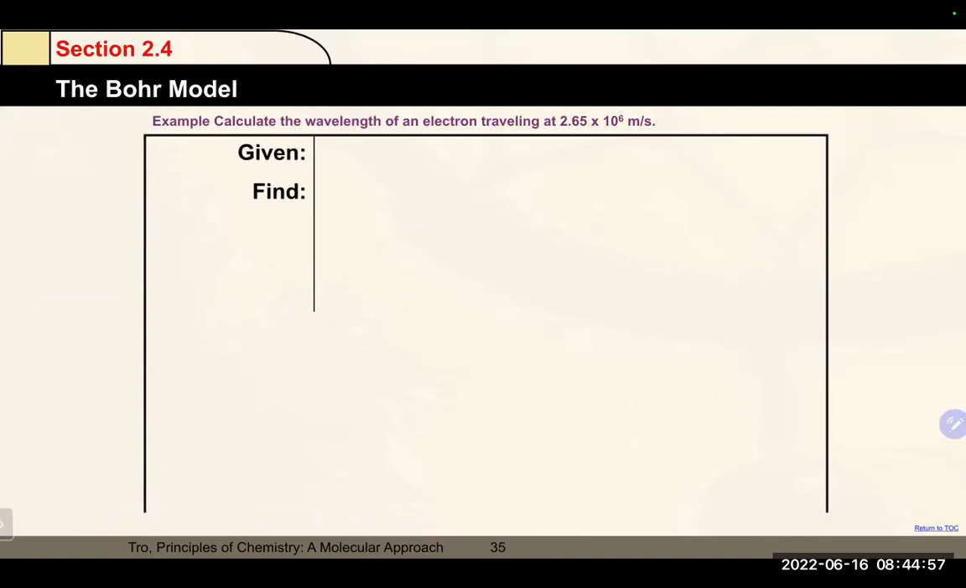So let's take a look here. Calculate the de Broglie wavelength of an electron that's traveling at 2.65 times 10 to the 6 meters per second.